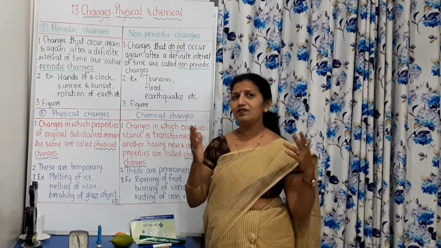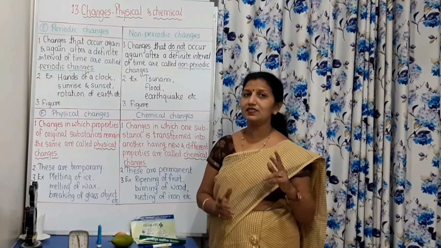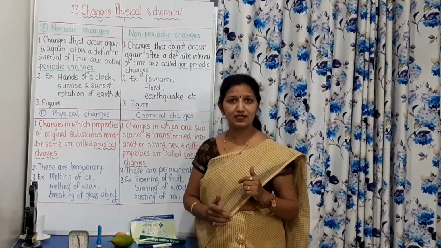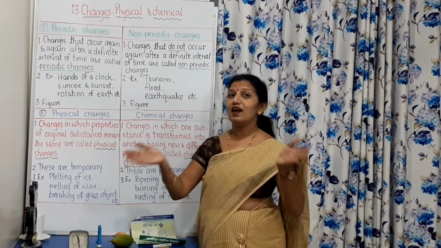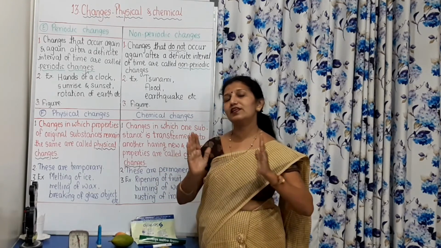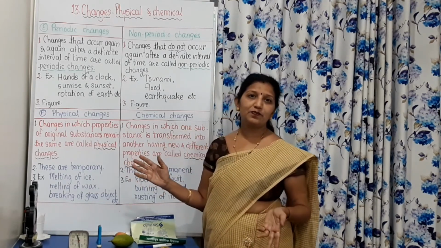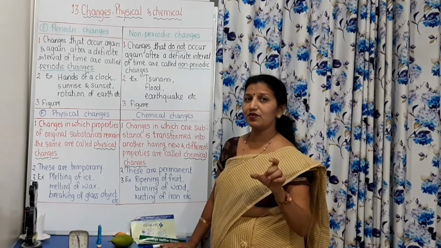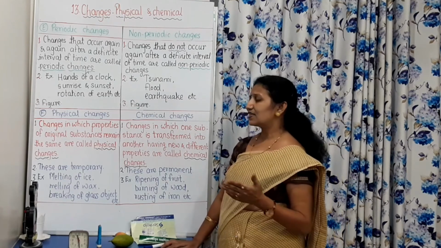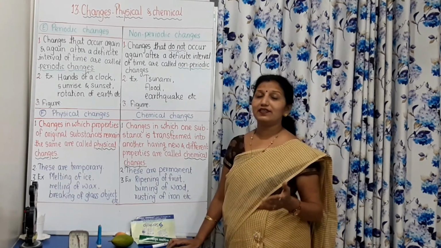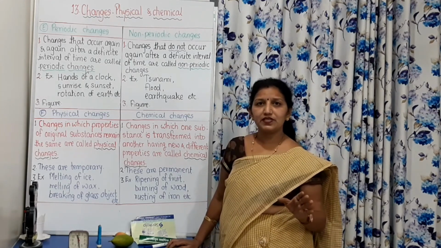For example, our H2O, water. Water is H2O, that means hydrogen and oxygen. Hydrogen has different properties, oxygen has different properties, and when they come together there is formation of water, with totally new properties. There is the formation of a substance that has new properties. In this way these chemical changes take place, and there are innumerable examples of all these types of changes.